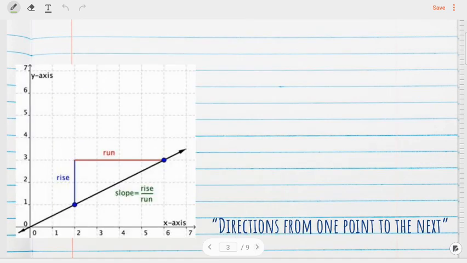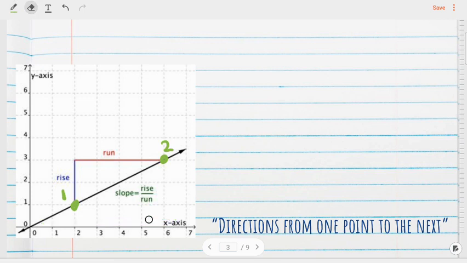Let's look at a different example. I have my 2 points, here's point 1, here's point 2. I often have students ask, how do you know which point is 1 and which point is 2? Here's what I always say: whichever one comes first when you're going this way on your graph. So this is point 1 and this is point 2.